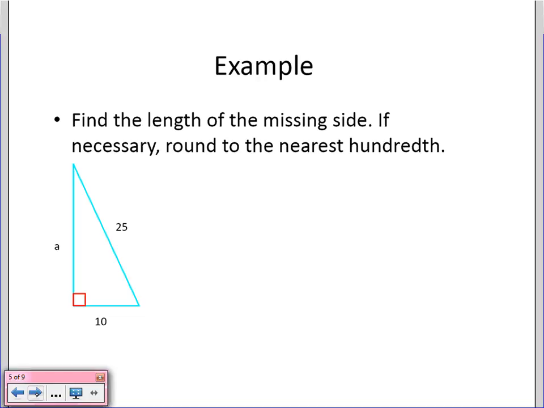Okay, now this example is finding the length of a missing side. If necessary, round to the nearest hundredth. Okay, so I look at this triangle. This is where the triangle is going to be given to you. And it says to find the missing side. All right, so here we are given the variable A. So A, 10, and 25. So we plug into our Pythagorean theorem.